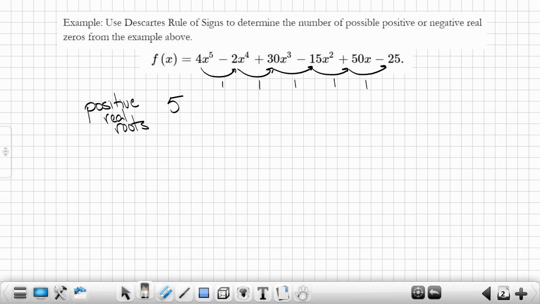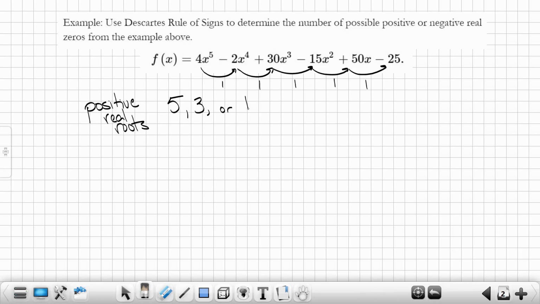So what's 2 less than 5? 3. What's 4 less than 5? So I have 5, 3, or 1, because I can't have a negative amount of real positive roots. I have 5, 3, or 1 positive real roots. Just keep subtracting by 2 until you hit 1 or 0.